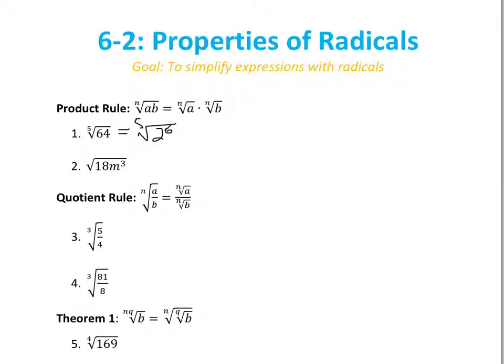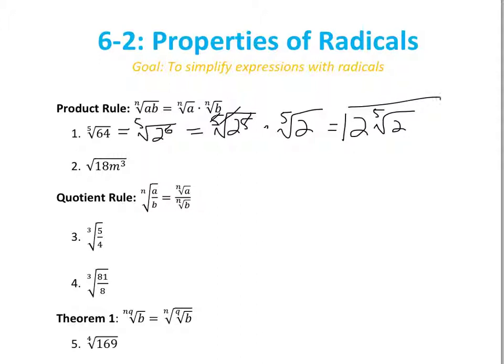So it's the same as 2 to the 6th. But 2 to the 6th we know is also the same as 2 to the 5th times 2 to the 1st. If you write it like this, you suddenly see that the fifth root and the 5 exponent are going to cancel each other out. And so this simplifies to 2 times the fifth root of 2. That's how we simplify those.